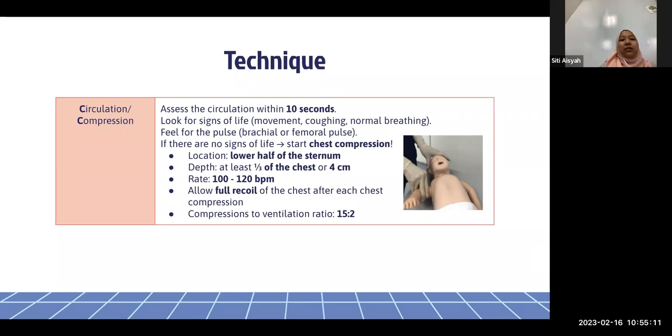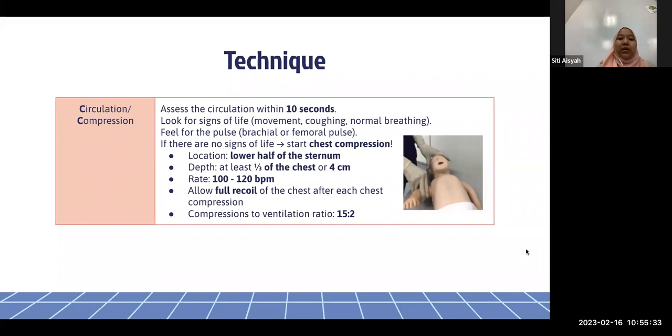And then the rate is 100 to 120 beats per minute. And then we have to allow full recoil of the chest after each chest compression. And then for the ratio, after 15 compressions, we give 2 effective breaths.